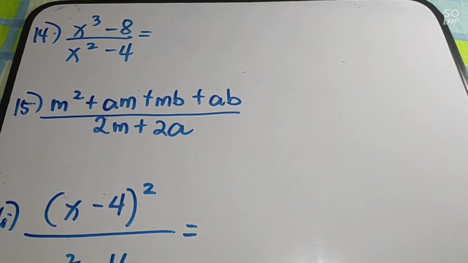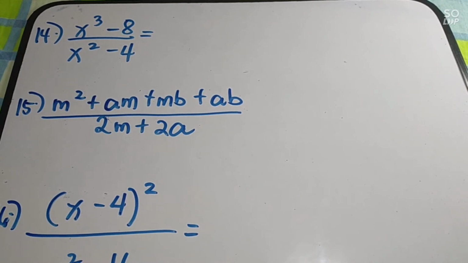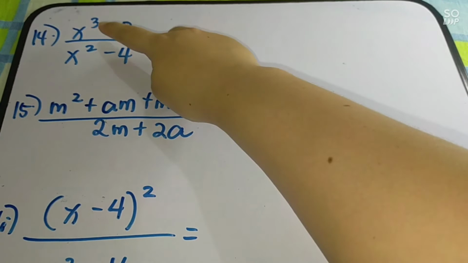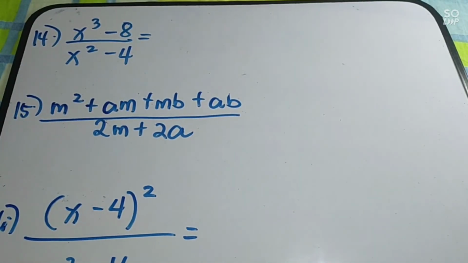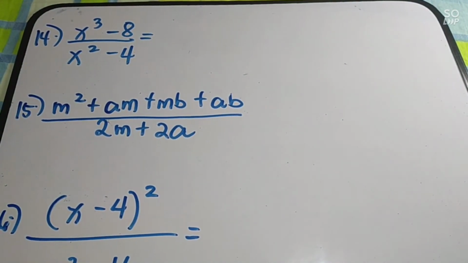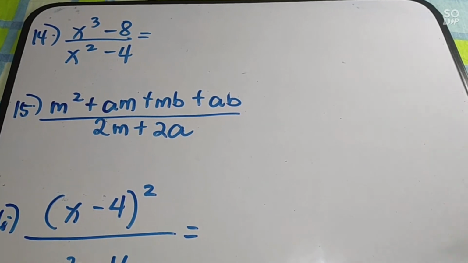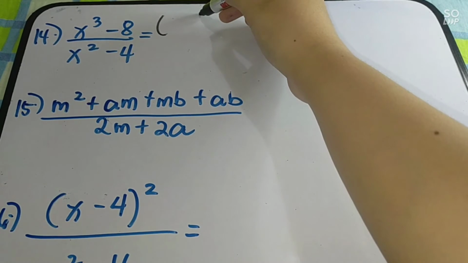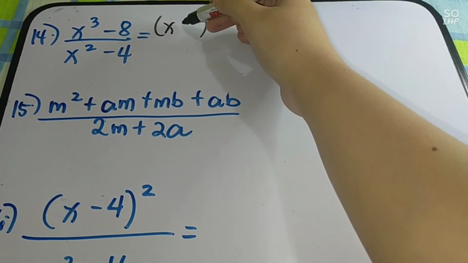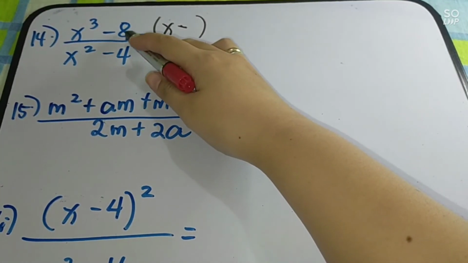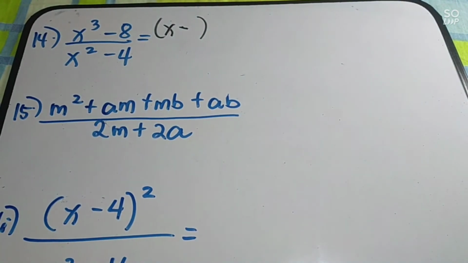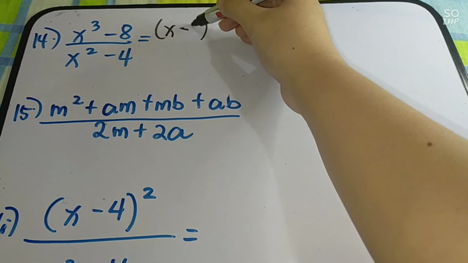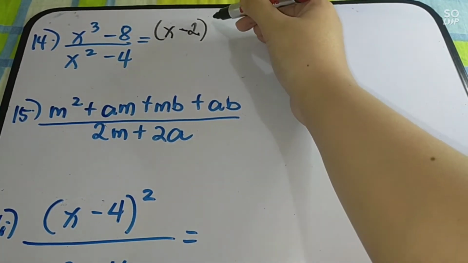Number 14. You have your x cubed minus 8 over x squared minus 4. As you can see dito sa number 14, ito ay perfect cube and a perfect cube. So, siya ay difference of 2 cubes. So, factoring of difference of 2 cubes yung inyong gagamitin. So, cube root lang ni x. Anong cube root ni x ay x. Then, just copy minus. So, anong cube root ngayon ni 8? Numbers na pag minultiply mo ng 3 beses, ang sagot is 8. So, that is 2. X minus 2.